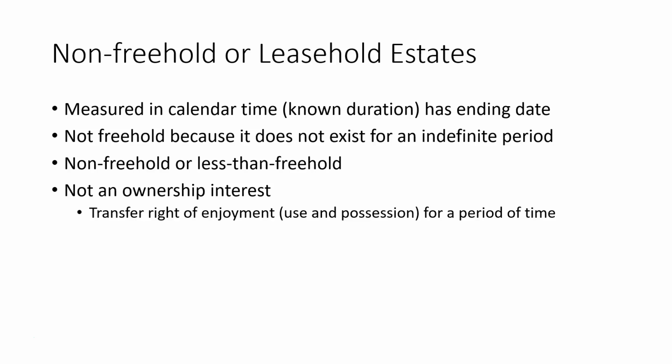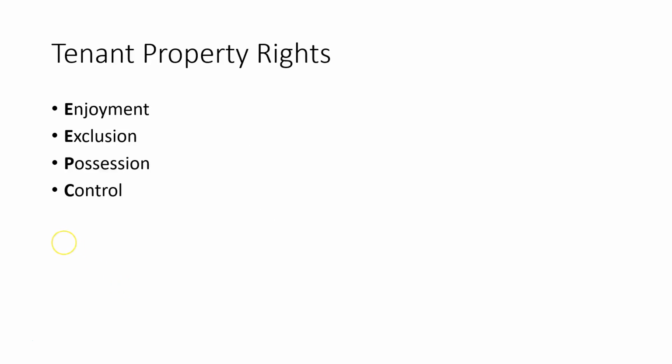But there's no ownership interest, but you still have the right of enjoyment, use and possession for a period of time. We've got certain property rights. Once again, it's the same as a life estate: enjoyment, exclusion, possession and control, but no right to sell because you don't own or dispose of the property.